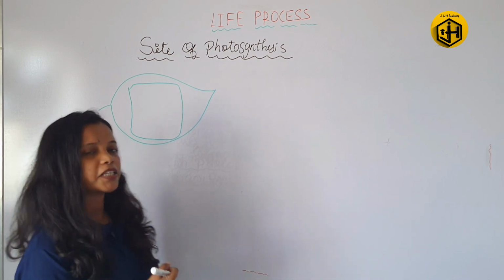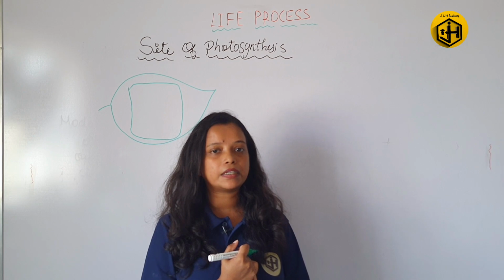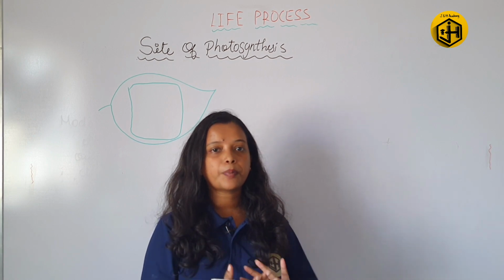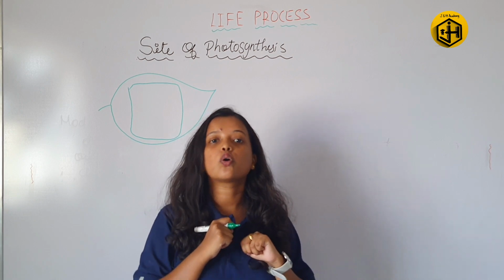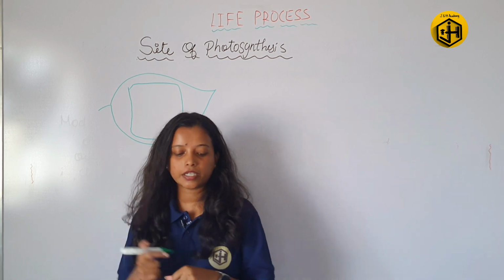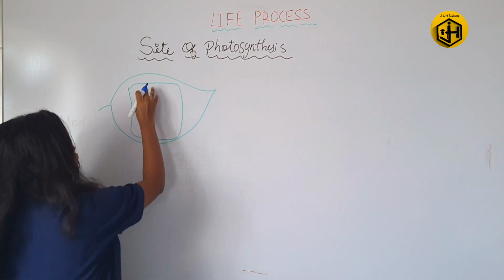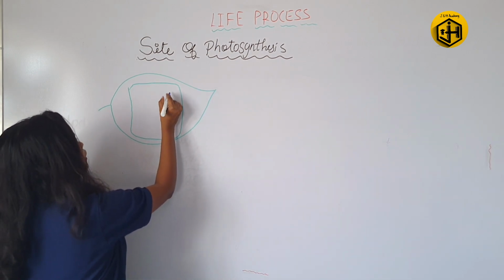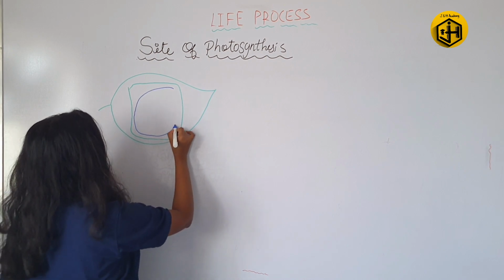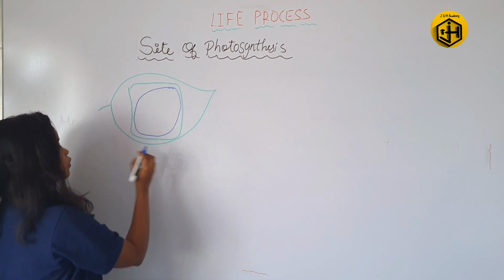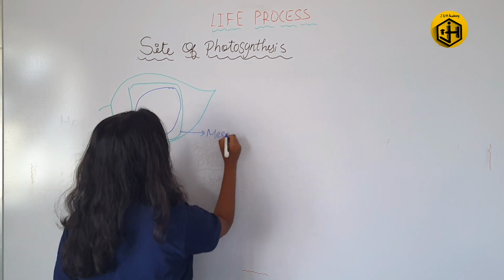So what is the speciality of this mesophyll cell? The mesophyll cell has an important structure in it which is called the chloroplast. There is a structure called chloroplast inside the cell. So this is also enlarged. Let's take this as a chloroplast. This is the mesophyll cell.